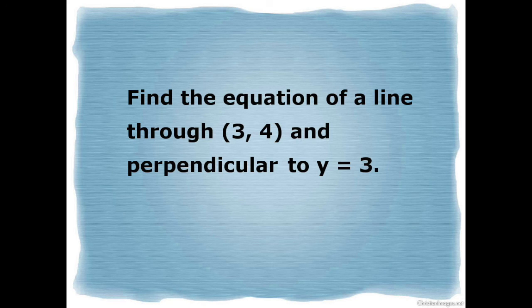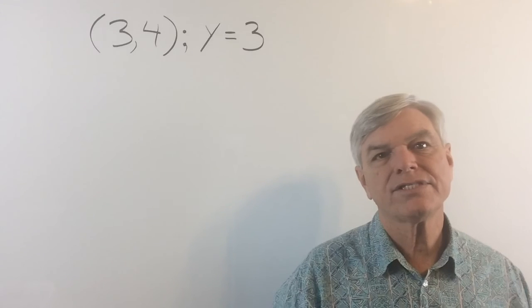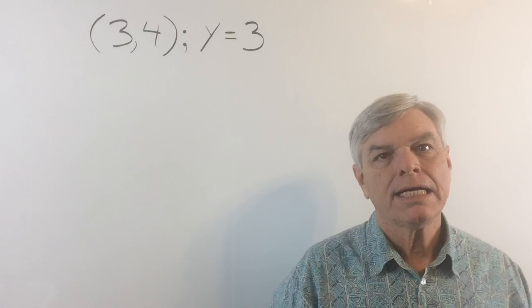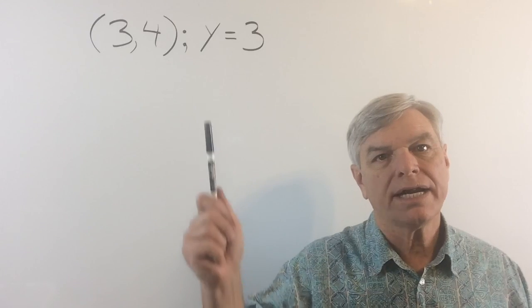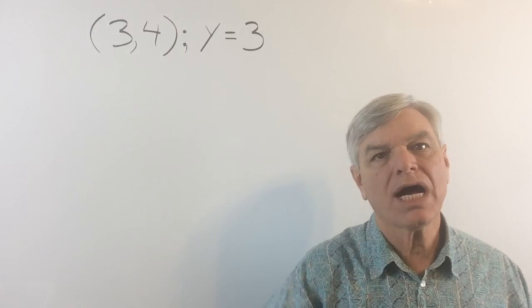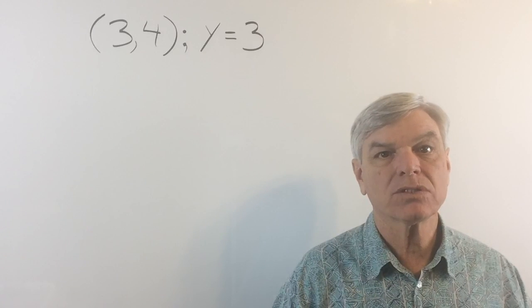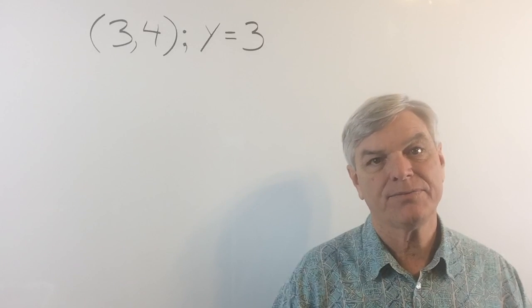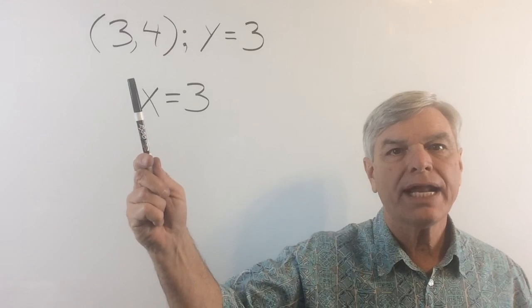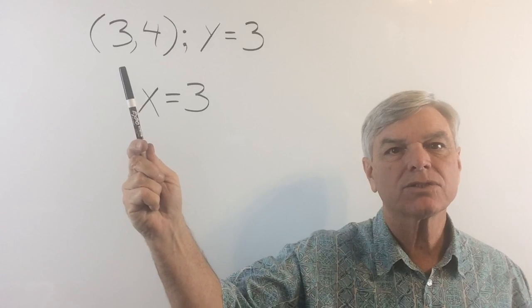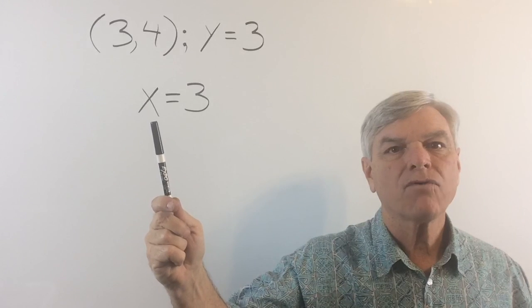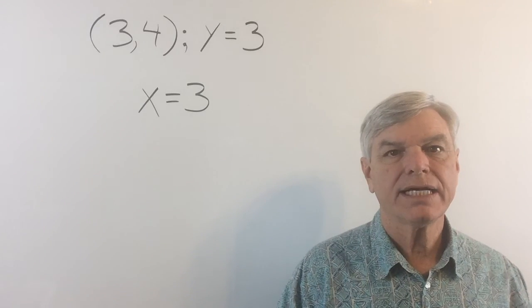Find the equation of the line through 3, 4, perpendicular to y equals 3. And this is just the reverse of what we just did. And instead of an x formula, we have a y formula. Y equals, and again, it doesn't matter what y equals. If y equals something, then our perpendicular line is going to be the x value. That's right, since our point has a value of x equals 3, our formula is going to be x equals 3. And that is it.